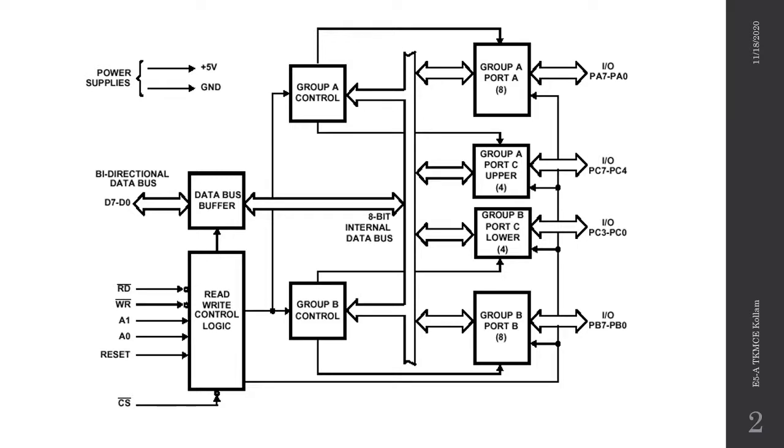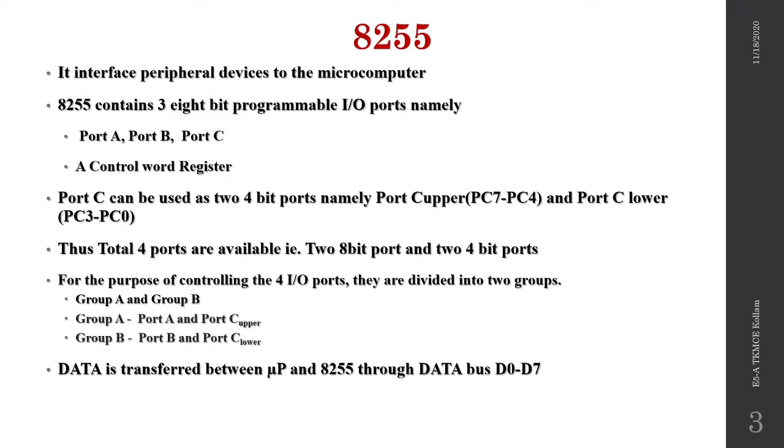As we need to select 4 things, that is port A, port B, port C and the control word register, we can use two address lines A0 and A1 in order to select the I/O ports and control word register. The remaining address lines along with the IO/M bar signal are used to provide the active low signal CS bar. It is to be noted that the 8255 is a PPI. It is related to I/O operation. So the IO/M bar signal here is 1. So the 8255 interfaces peripheral devices to a microcomputer.